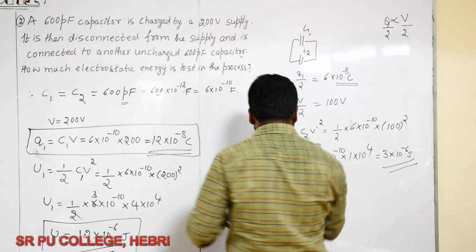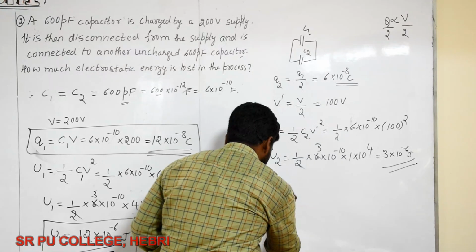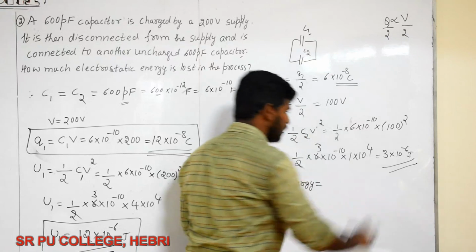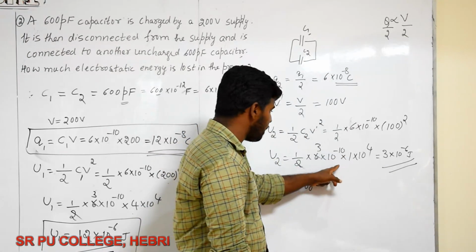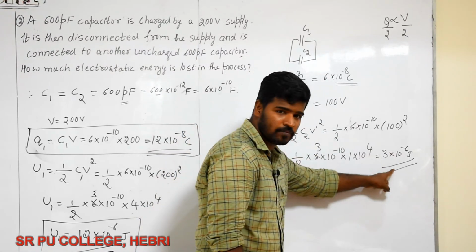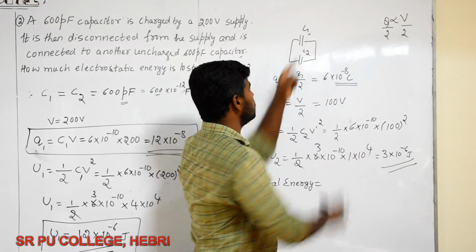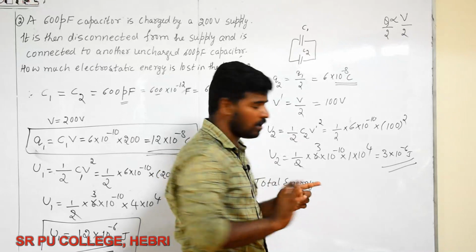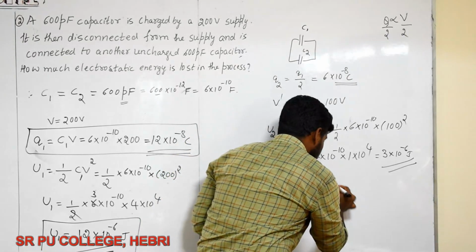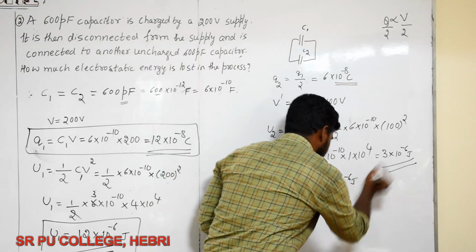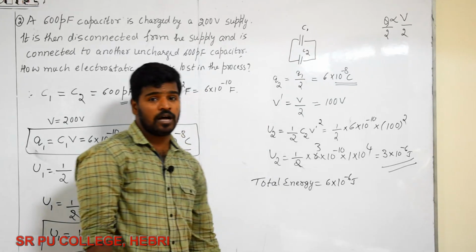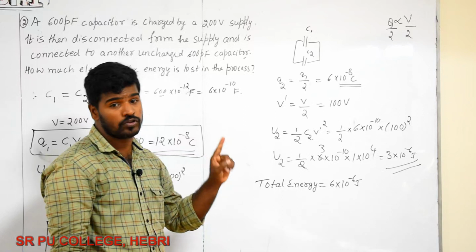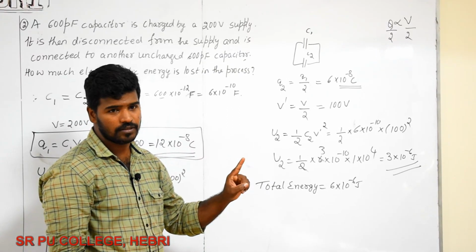Therefore, the total energy on both the capacitors: the energy on the capacitor C2 will be 3 into 10 raised to the power minus 6. The energy on the capacitor C1 is also the same, since the capacitance is the same. Therefore, what is the value? 3 into 10 raised to the power minus 6 plus 3 into 10 raised to the power minus 6. The answer will be 6 into 10 raised to the power minus 6 joule because of both the capacitors now. Is it clear?